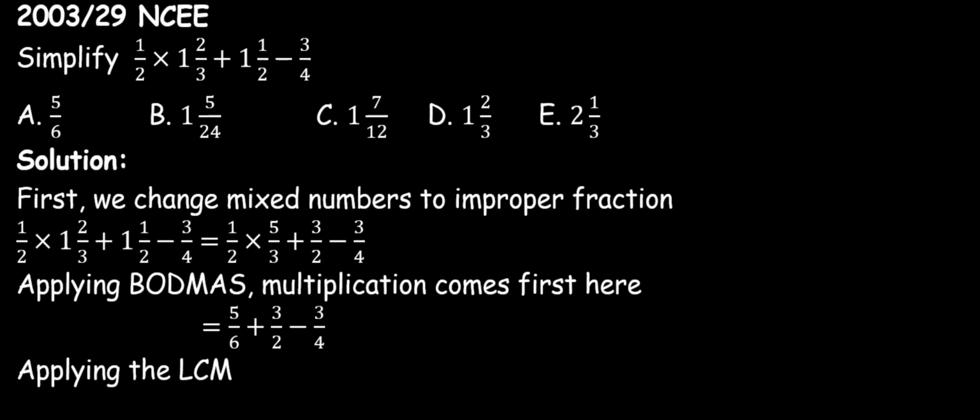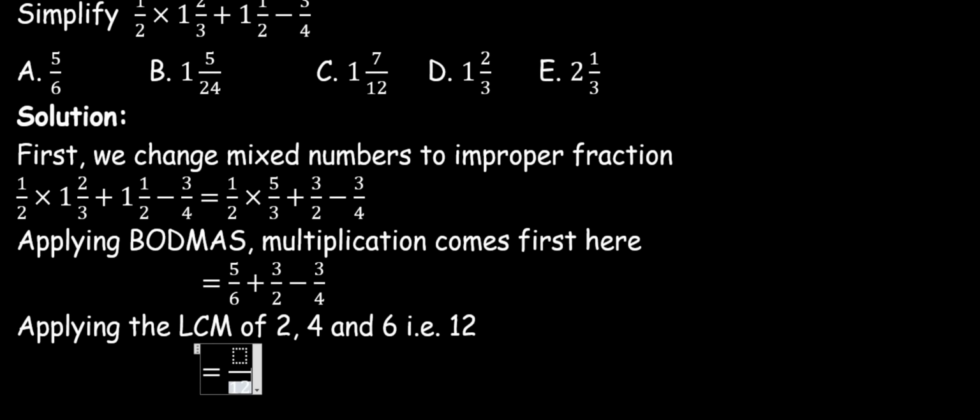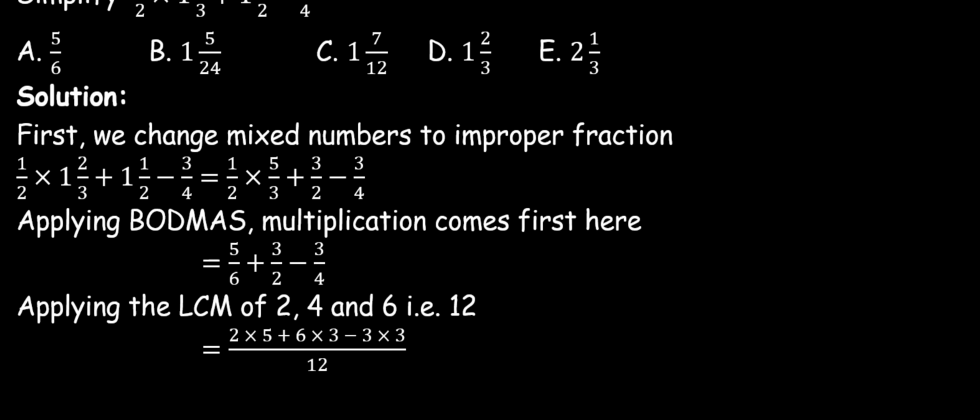Applying the LCM of the denominators 2, 4, and 6, that is 12. We now have at our denominator the LCM, which is 12. Then in the first case, 12 divided by 6 is 2. So you have 2 times 5, the 5 that is at the numerator, plus in the second case, 12 divided by 2 gives 6, 6 times the 3 that is there. Then in the last case, 12 divided by 4 will give you 3, 3 times 3. Hence, the result at the numerator there.